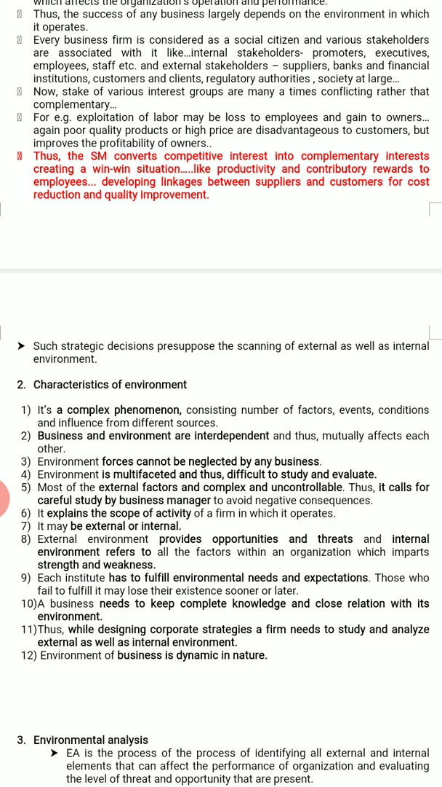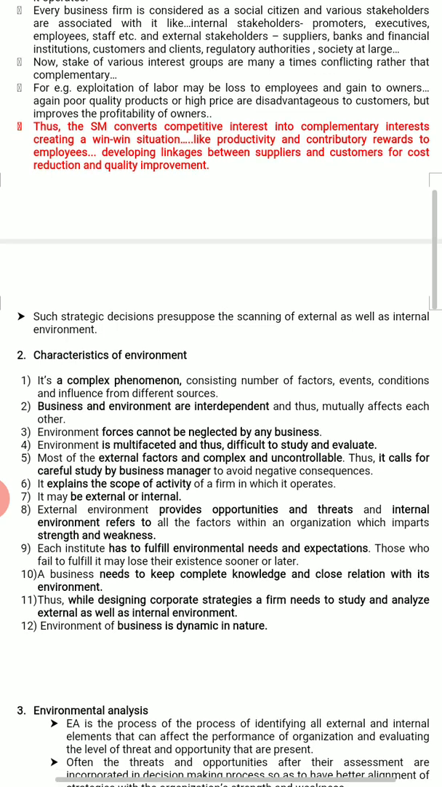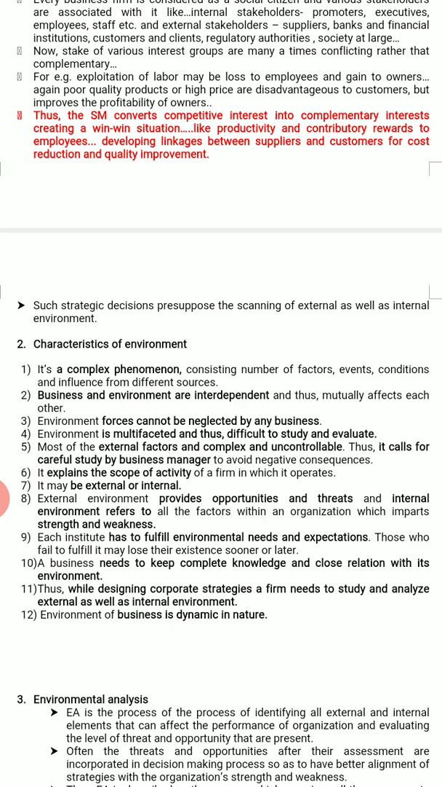Now, it is the business that has to take decisions in the form of strategies which complement the interest of all the stakeholders, or else we can say which give all types of positive interest to the stakeholders and reduce the negative impact. Now there is an example provided here. See how strategies are framed, and before framing them, how these contradictory situations are to be considered. For example, exploitation of labor may be a loss to employees and a gain to the owners, right?